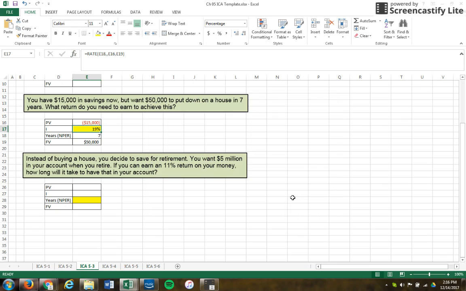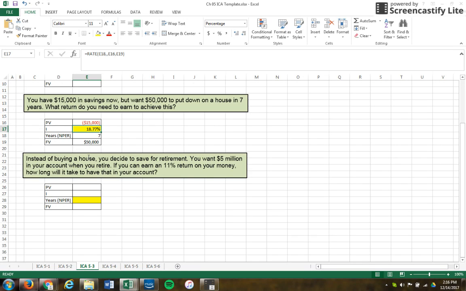So what this shows us is that we should look for, remember we always show two decimal places in our answer, about an 18.77% return. So that is how you calculate rate of return on a time value of money problem. Now let's look at how we calculate the number of periods that we have.